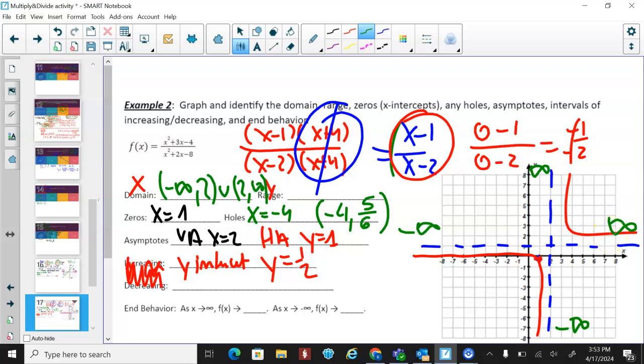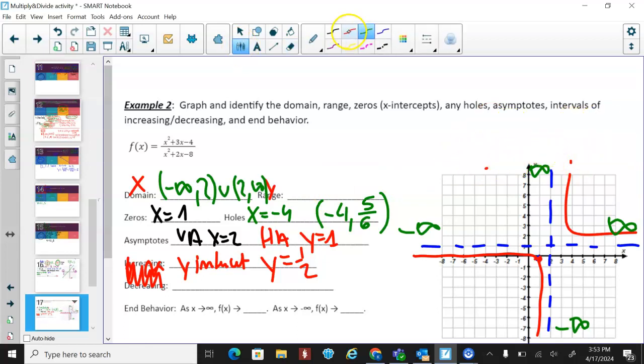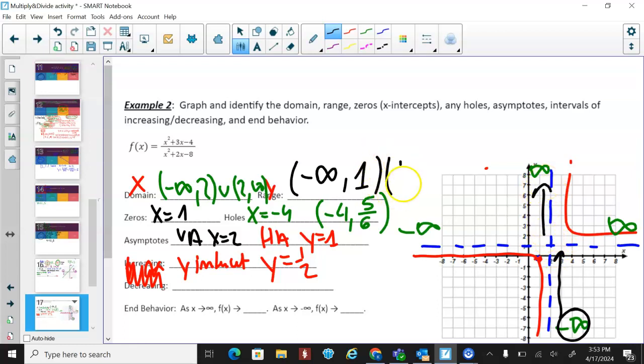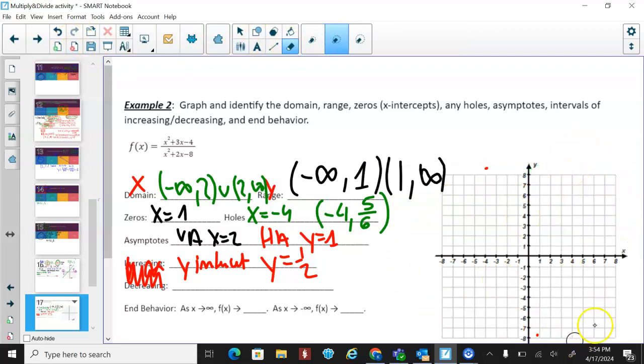Okay? Now for our range, we're going to go from the bottom to the top. Okay? So again, right here, bottom, top. So we stop at the asymptote. So we got negative infinity, stop at 1. And then from 1, we continue to go to positive infinity. Okay? Here we go from negative infinity to 2, and from 2 to positive infinity. Okay? All right, now end behavior. Okay? End behavior here. Let me rewrite this all. Okay, nice and clean.